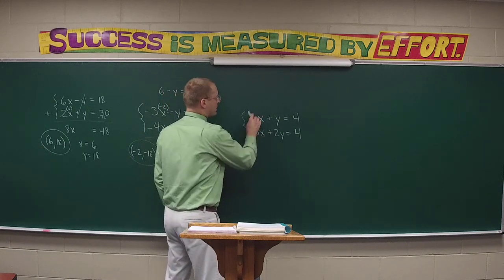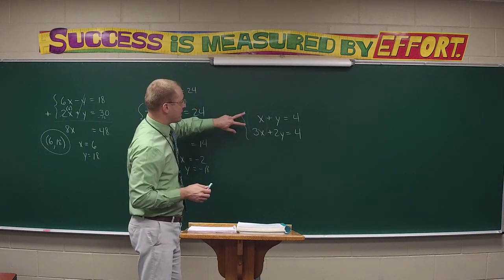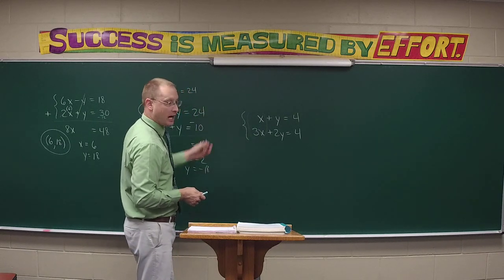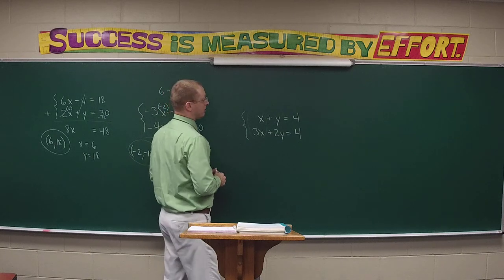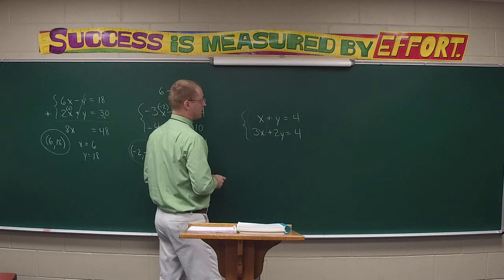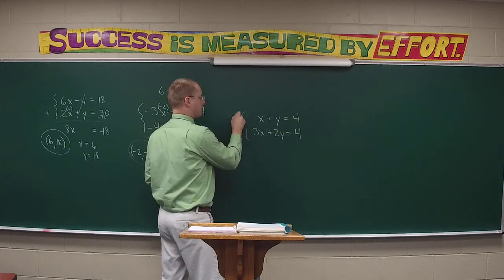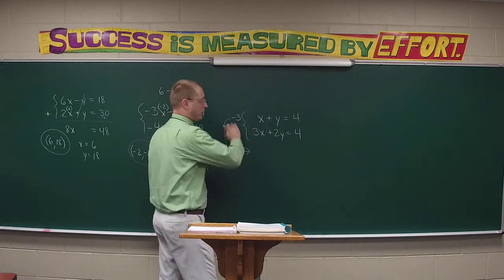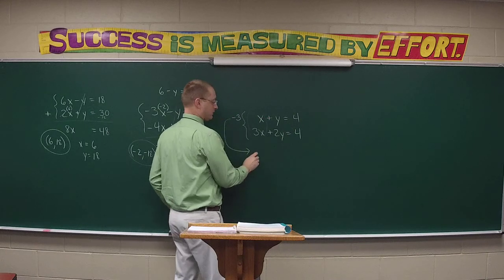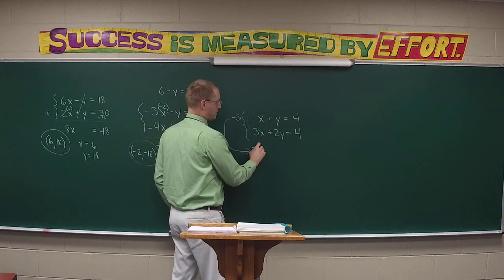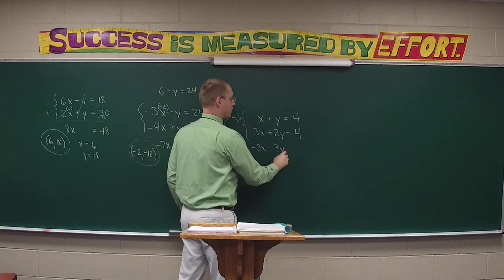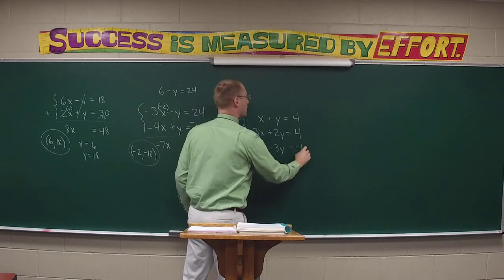Okay, so to get rid of the x, Genesis, I need to make these match but have opposite signs. So that means that I'm going to have to multiply the top by -3. So what does my top equation become if I multiply it by a -3 all the way through? -3x plus -3y equals -12. There we go.